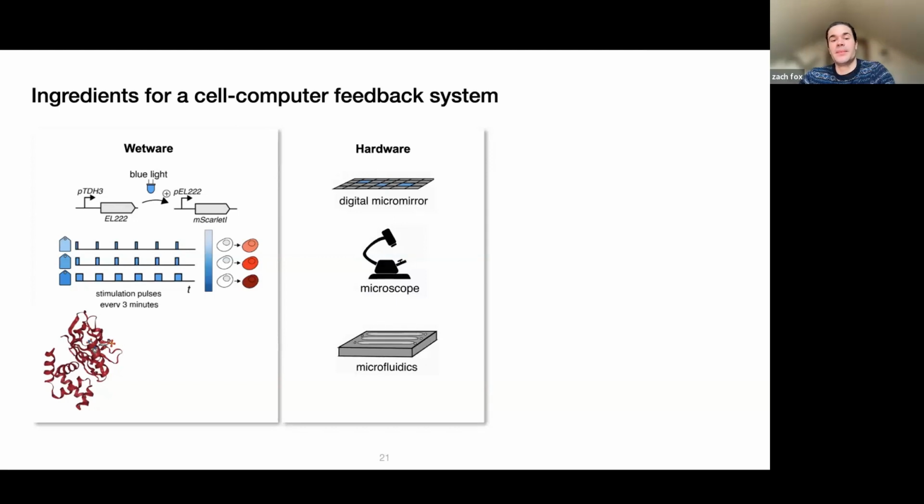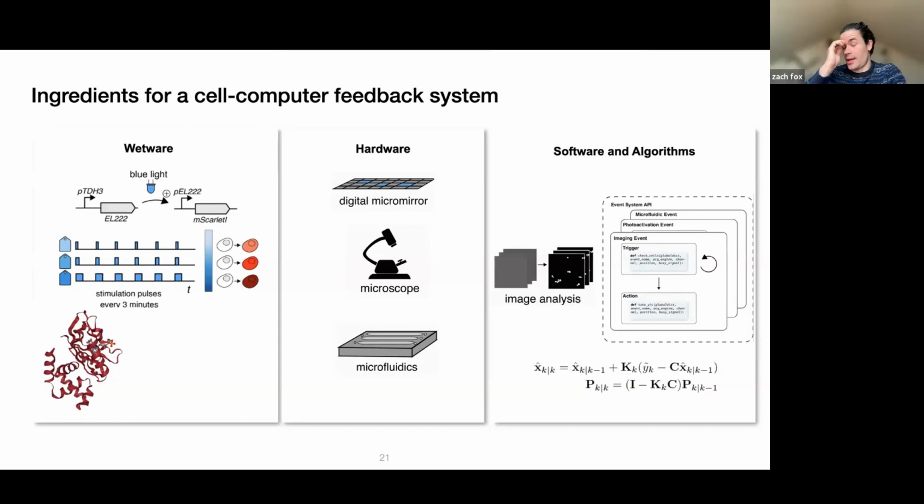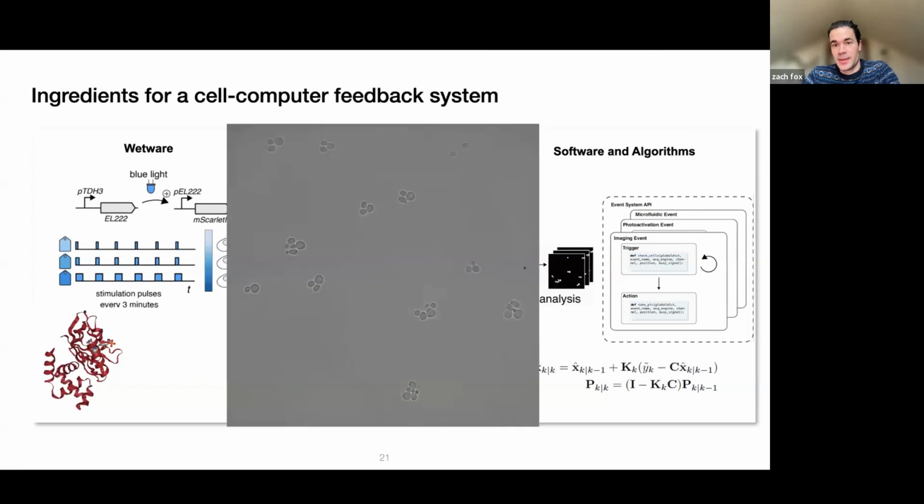We then need some hardware. We need to be able to send light to individual cells, and we need to keep the cells alive and happy. So we use a digital micromirror device to send light to cells, we use microfluidics to keep the cells happy, and then we observe them with a microscope. The other key ingredient is the software and algorithms. I talked a little bit about the control algorithm, the Bayesian filtering and that kind of thing, but the other key component is the image analysis, photostimulation, controlling the digital micromirror, controlling the microfluidics, and so on and so forth. I'll talk a little bit more about the software that we developed to do that next.